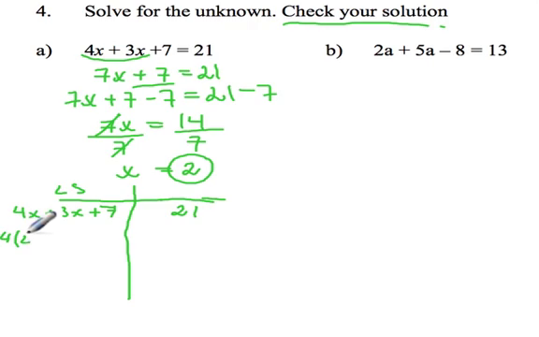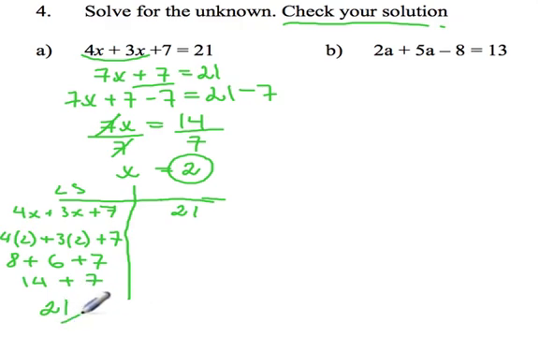So now we are going to substitute the solved value, so 2, into the equation. 4 times 2 plus 3 times 2 plus 7. 4 times 2 is 8, plus 3 times 2 is 6, plus 7. 8 plus 6 is 14, plus 7, and that equals 21. Left side equals right side, so we have checked our solution and it's correct.